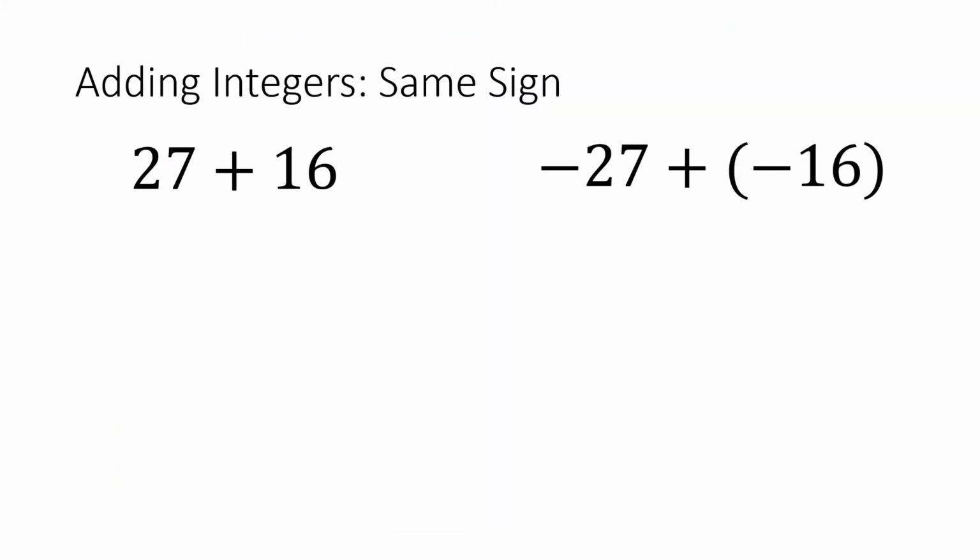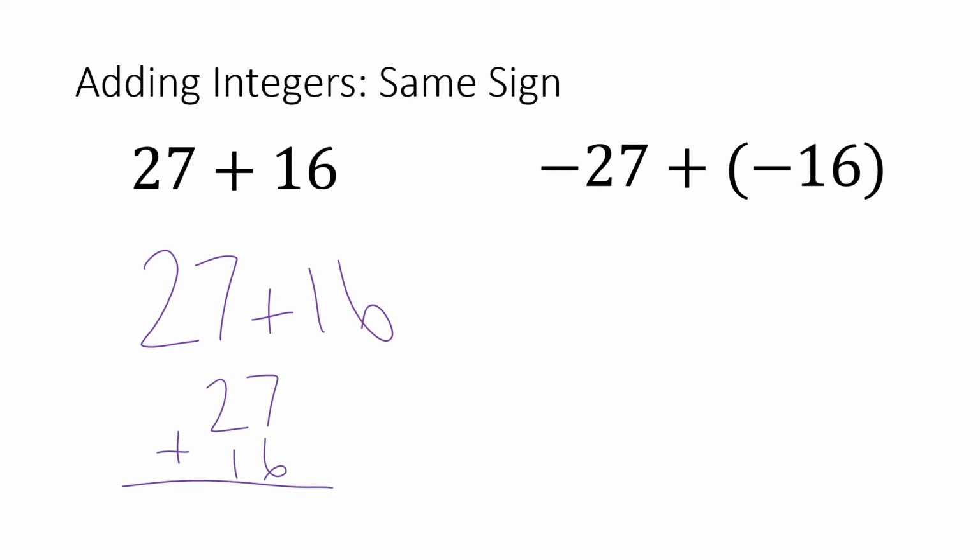Okay, so when we're adding integers and they have the same sign, first of all, you all know how to add two positive integers, 27 plus 16. We can do it the standard algorithm where we just add them. You could do 20 plus 10 and 6 plus 7, however you'd want to add these together. So when they're both positive, this is what you've been working on since first grade, right? 27 plus 16 is 43.